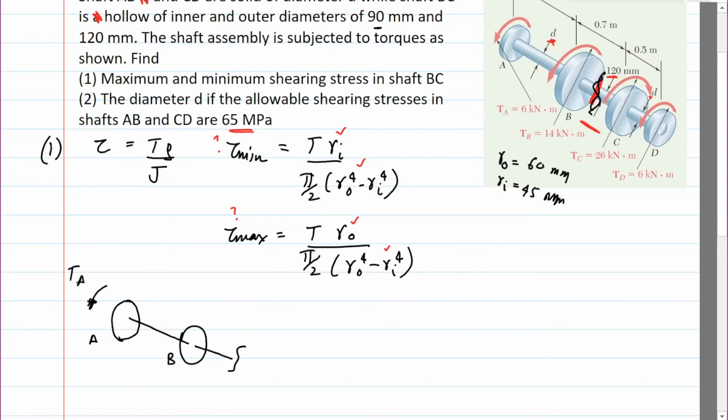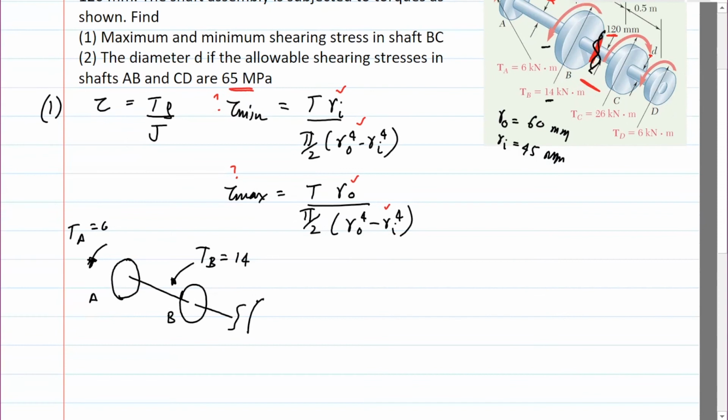So TA, which is 6. And then on B, there is the same direction, TB, which is 40. And we want to find the torque here. So let's assume the direction for the torque. Now you could take it either way. You could just assume that it's counterclockwise. This is a torque on shaft BC, and it's unknown.